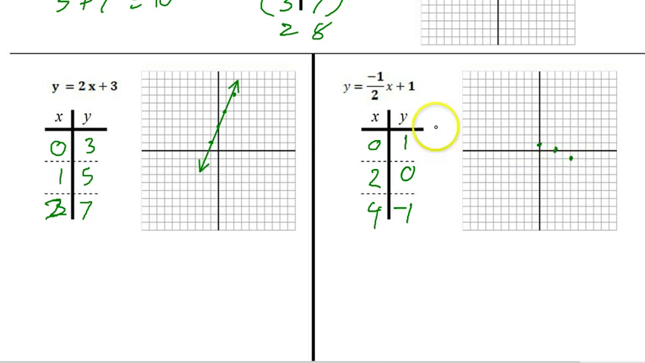If you notice, it's keeping that nice clean pattern. And there you go. That is our line. And that's it. That's for graphing linear equations.